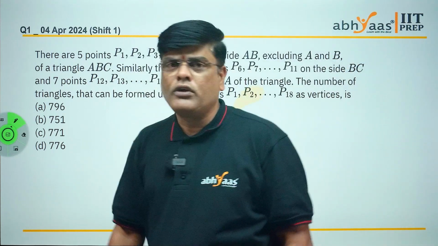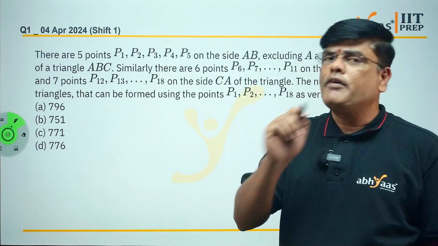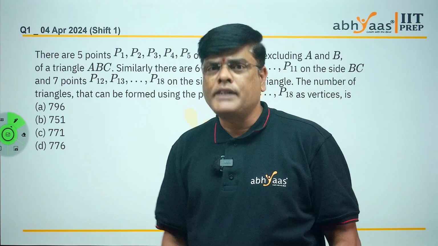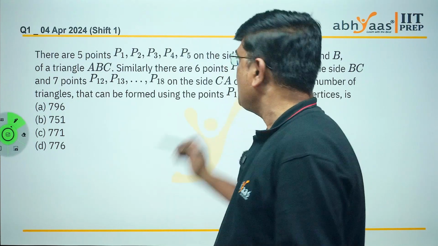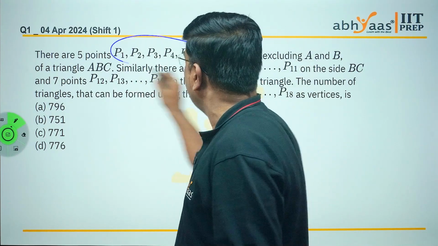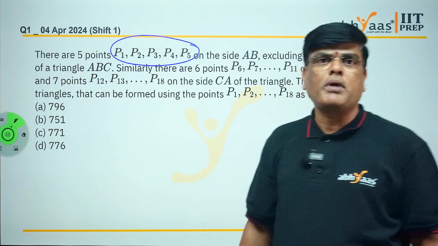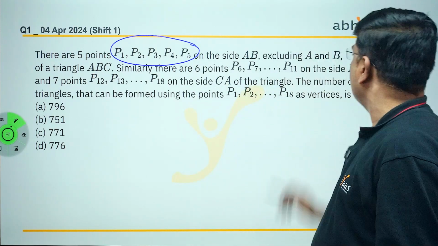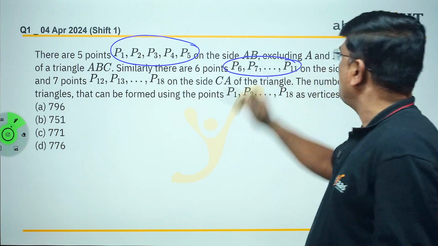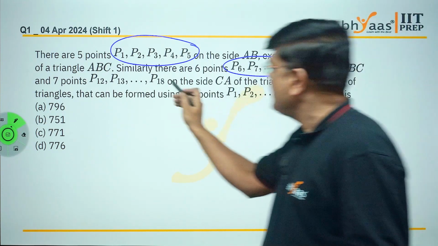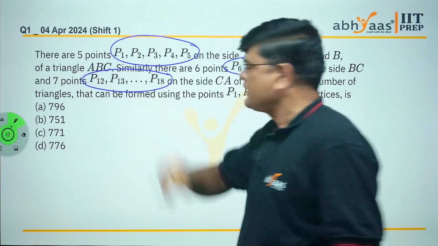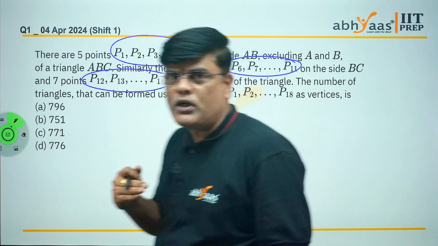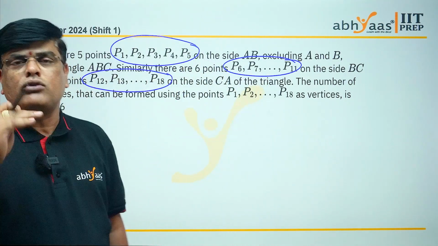Okay, students, now all of you try to understand this. Here, they given one triangle ABC. For that, we know the sides AB, BC and CA. Now, on the side AB, they are saying that there are 5 points. Okay, P1, P2 and so on P5. Right, excluding the points A and B. Next, similarly, on the side BC, there are 6 points. Next, on the side CA, there are 7 points. Okay, now we have to find how many triangles can be formed with the given points. That we have to calculate.